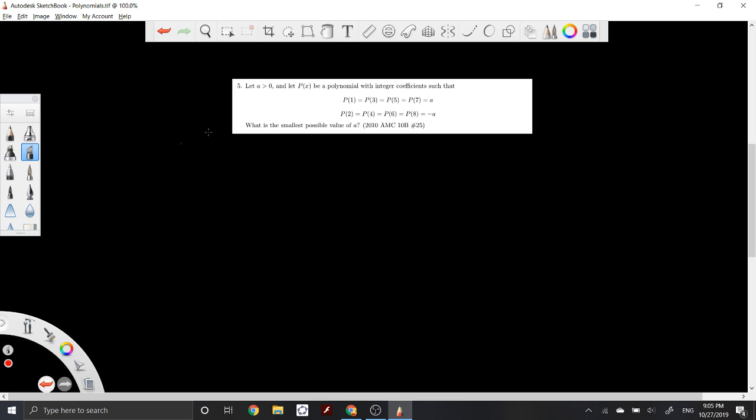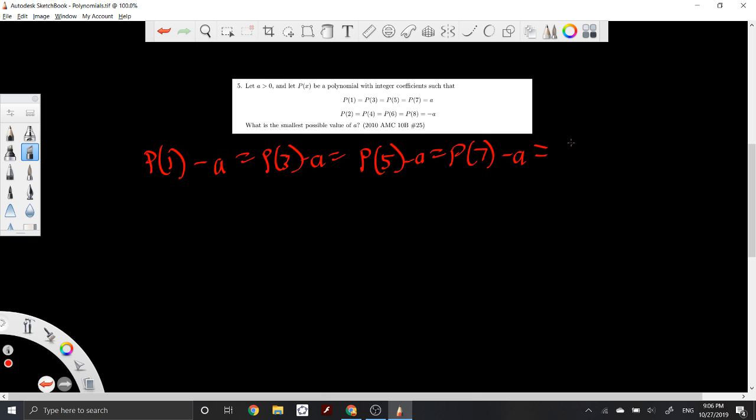So what we end up doing, clearly a is an integer, and so a neat trick that we have is if p of, let's say it like this, p of 1 minus a equals p of 3 minus a equals p of 5 minus a equals p of 7 minus a equals 0. So p of x minus a equals, we can factor out 1, 3, 5, and 7 because this is still a polynomial. We're just scaling by a constant. So what we end up getting has the same roots. So like its roots are where p of x equals a.